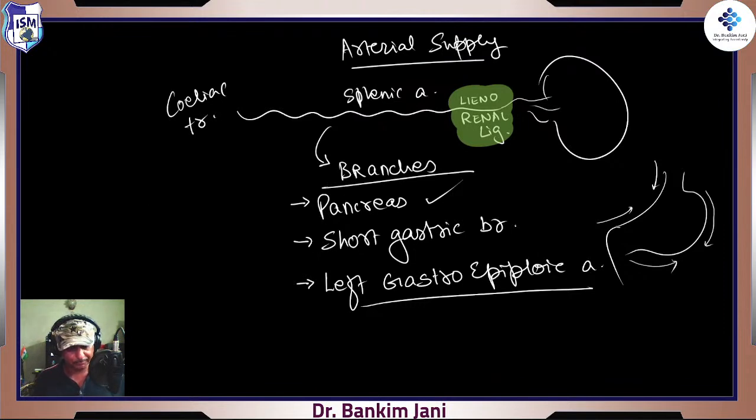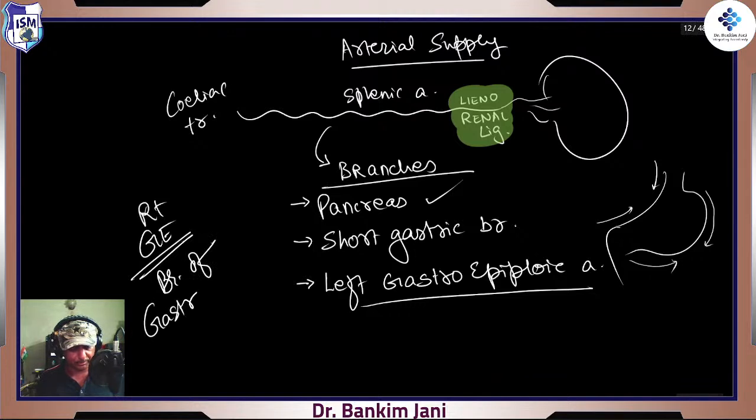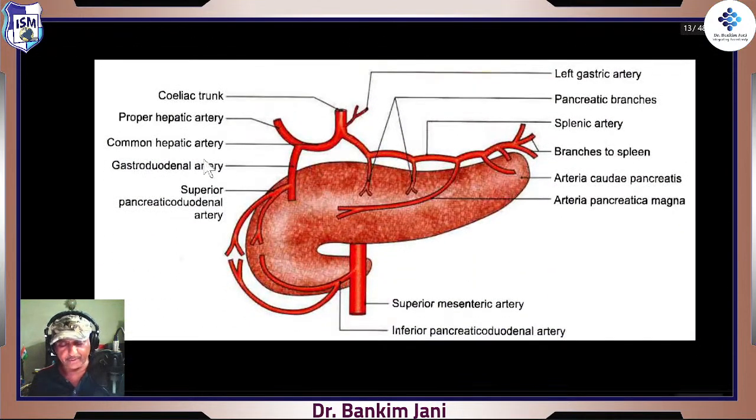How about right gastroepiploic? That would be the branch of gastroduodenal, correct? Gastroduodenal. We'll see that. Because that gastroduodenal will be divided into superior pancreaticoduodenal, and then right gastroepiploic, and then from superior mesenteric that inferior pancreaticoduodenal will come, right? We have talked about it, but still we'll see it. Okay, here it is.